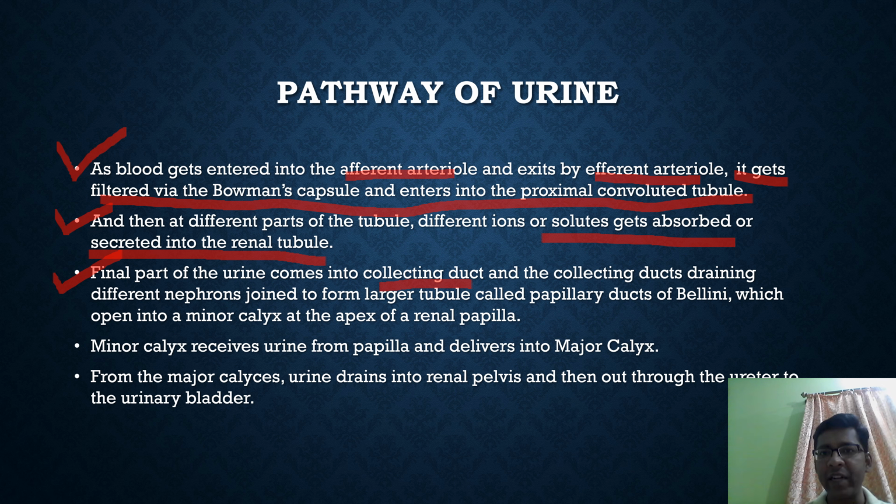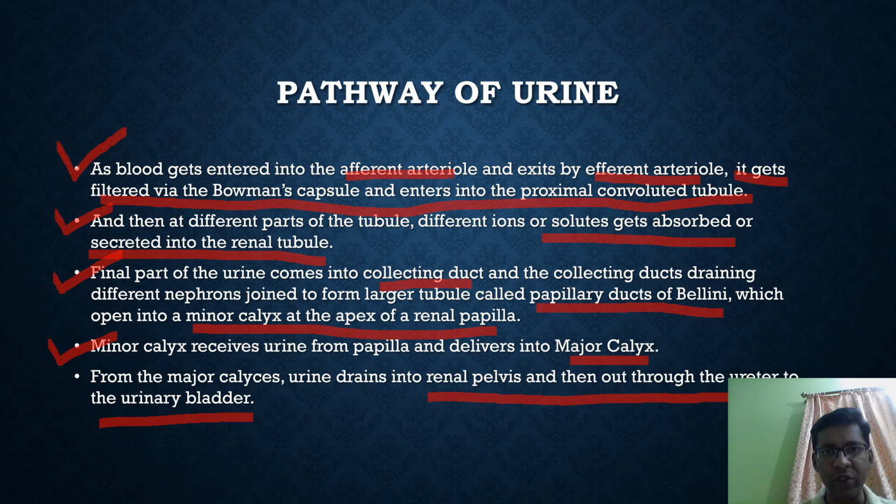form larger tubules called papillary ducts of Bellini, which open into a minor calyx at the apex of a renal papilla. Then the minor calyx receives urine from the papilla and delivers it into the major calyx, and from the major calyx urine drains into the renal pelvis and then goes out by the ureter to the urinary bladder. So this is the pathway of how urine gets produced and how urine comes ultimately to the bladder.